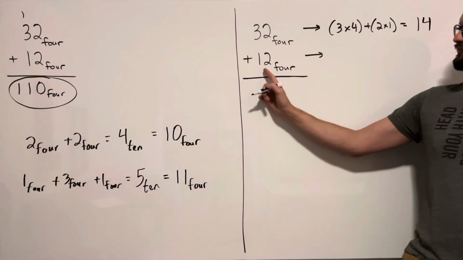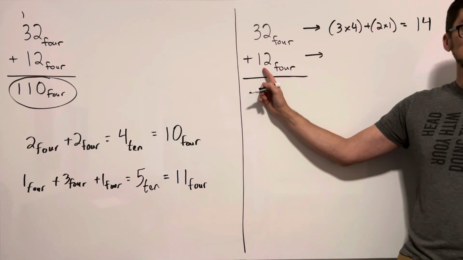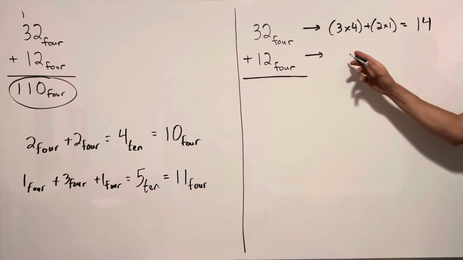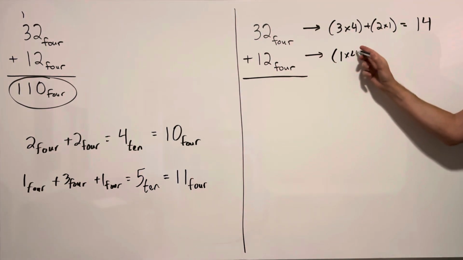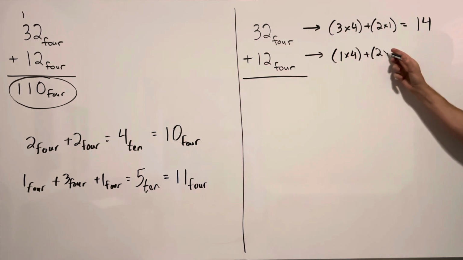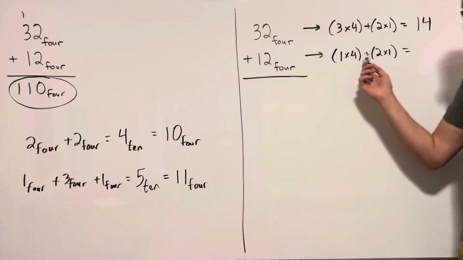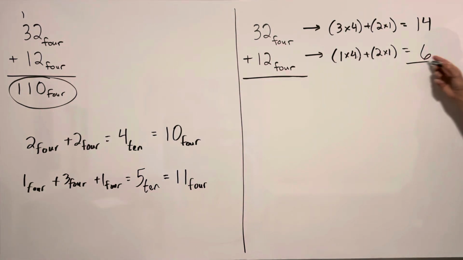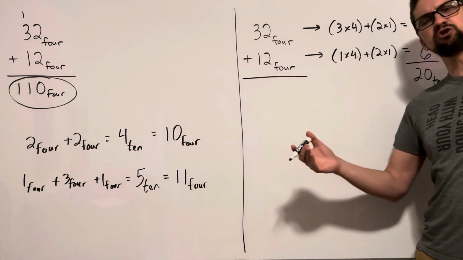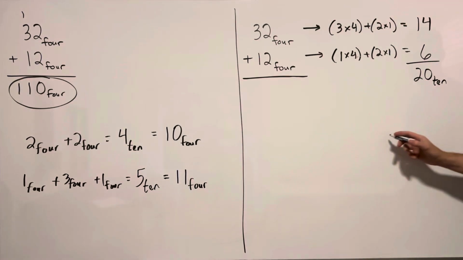Doing the same thing here with 1, 2 base 4, I got 1 group of 4 and 2 groups of 1. So that's 1 times 4 plus 2 times 1, which is 4 plus 2, which is 6. And those add up to 20. But this is in base 10. I want to now convert it to base 4.